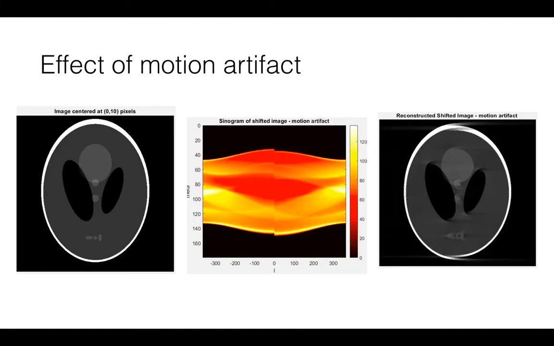Next, the effect of motion artifact on the projection reconstruction method is simulated. For this, the original image is shifted and the inverse Radon transform is taken accordingly. The resulting sinogram and reconstructed image are displayed. From the reconstructed image, the motion artifact can be easily observed.